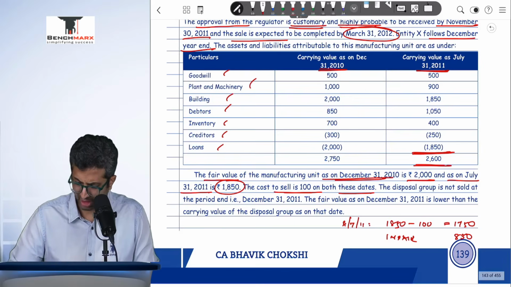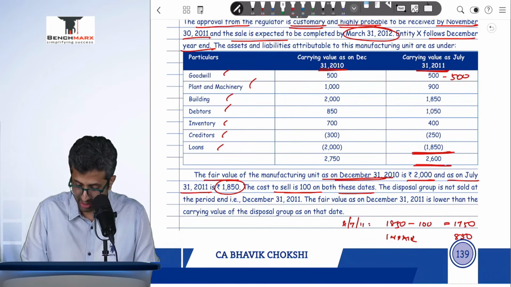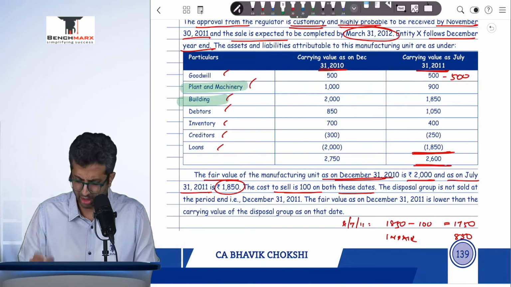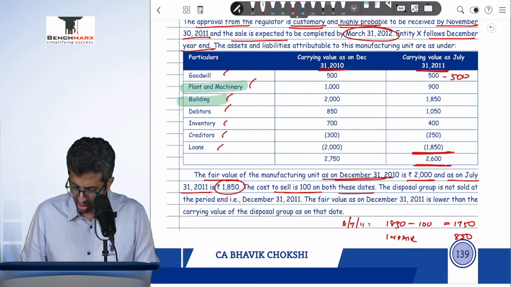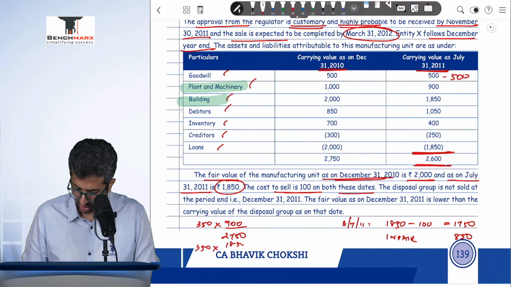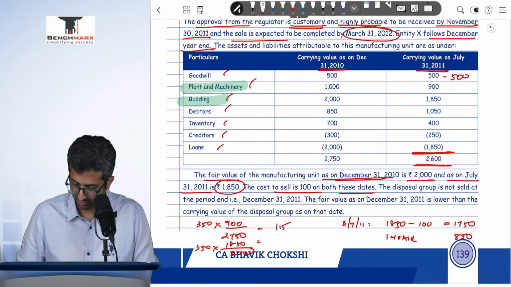This 850 will be allocated first to goodwill. So out of this 850, 500 will first go to goodwill. Then, the remaining will go where? To the eligible assets, plant and building. Remember, debtors, inventory, creditors, loans are not covered by Ind AS 105. And hence, out of this, 500 goes to goodwill. The remaining 350 is attributable to plant, that is 350 into 900 upon 2750. And the remaining 350 is attributable to building, 350 into 1850 upon 2750. So this is 350 into 900 upon 2750. This is 115.